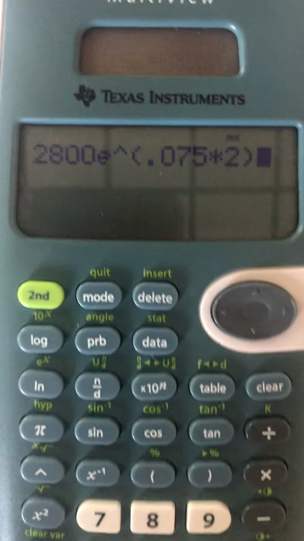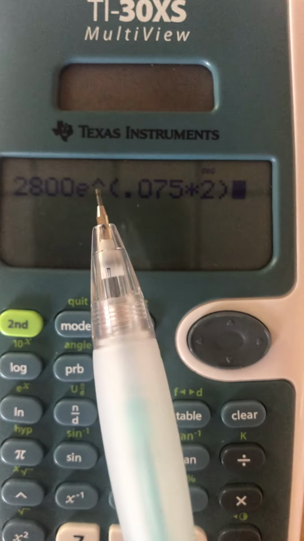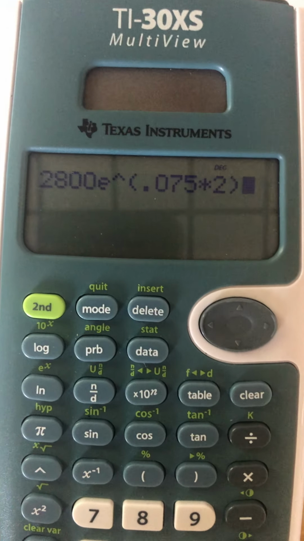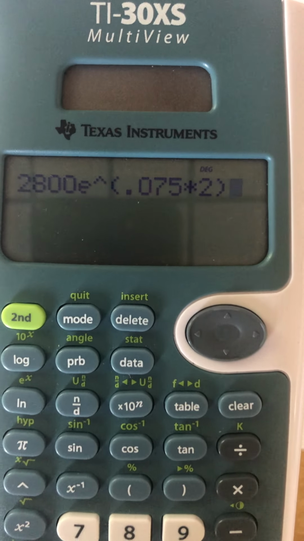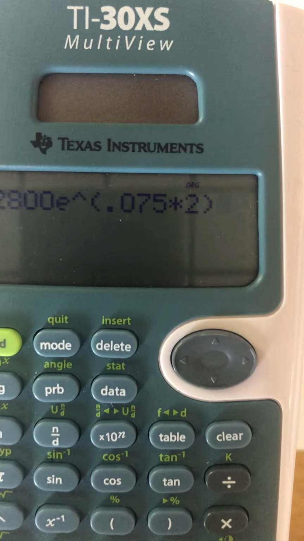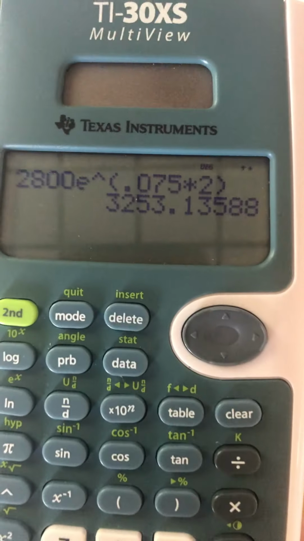If you don't have the parentheses around it and all you have is e raised to the 0.075 times 2, the calculator is going to do the order of operations and raise it to the 0.075 power, and then take that answer and multiply it by 2, and that's not what you want. So just be careful with how you plug it into the calculator.